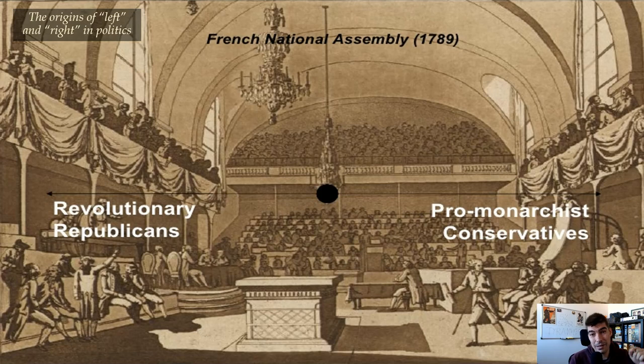And as a curious fact, this National Assembly is the origin of the left and right positions in politics, because the most radical ones sat to the left of the president of the assembly, while the moderate ones sat to the right of the president. That's why today we recognize political parties as left-wing or right-wing.